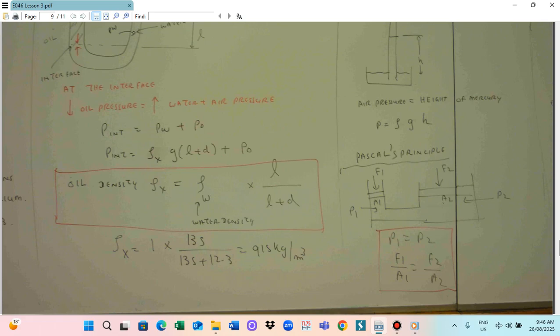In this case, the pressure here is P1 and the pressure here is P2, so P1 equals P2. This is the Pascal principle. When you apply pressure at one place, it is distributed equally everywhere. So P1 is equal to P2 according to the Pascal theorem. P1 is F1 by A1 and P2 is F2 by A2, so F1 by A1 is equal to F2 by A2. This is why, based on the Pascal principle, we can control the hydraulic jack.